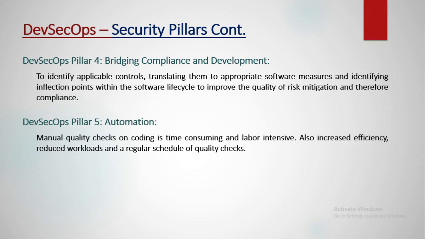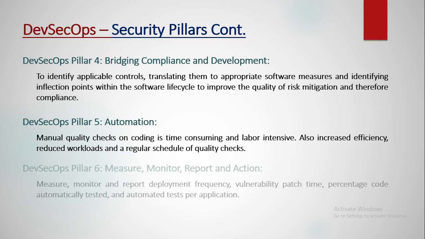Fifth one is automation. Through automation, we can easily avoid manual coding errors and introduce automated security practices. Through this, we can reduce the manual process, easily increase software efficiency, and minimize rework.